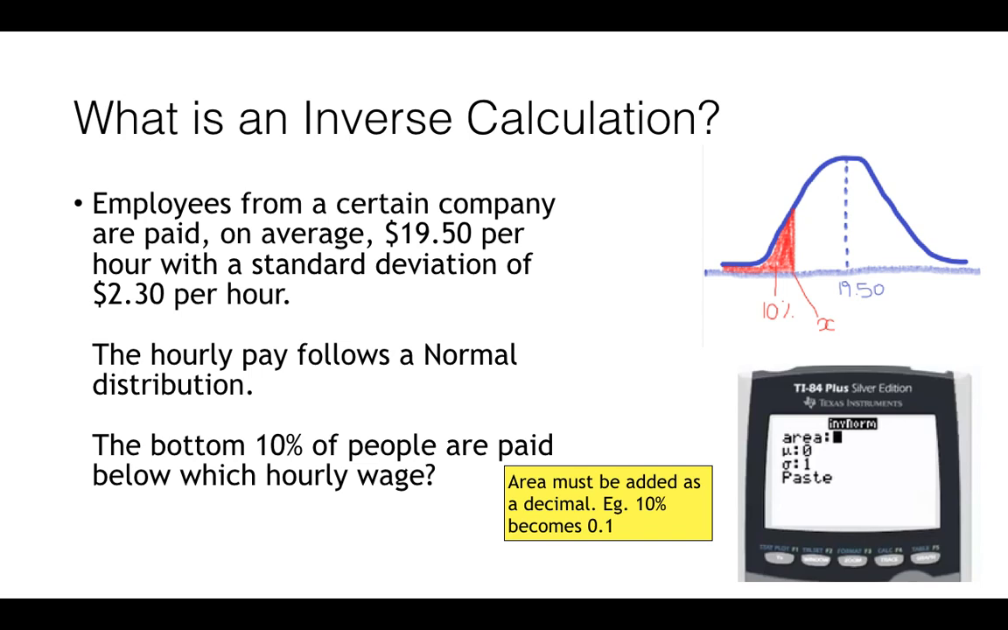So the important thing to note here is that area must be added as a decimal. For example, in this case, we're interested in the bottom 10%, but I'm not going to put in 10 for the area, I'm going to put in 0.1. Okay, it won't work and it will give you an error message if you put in the percentage. So don't do that, make sure you're always using a decimal. So let's have a look now at what this looks like.